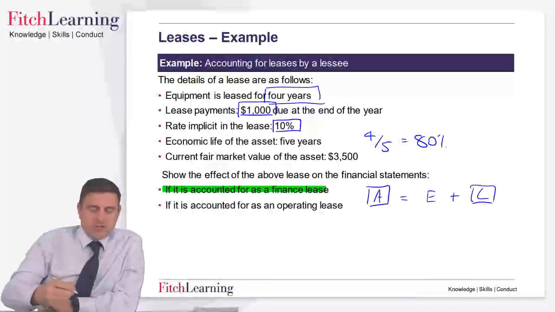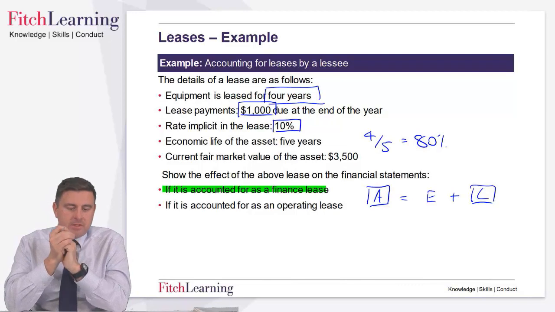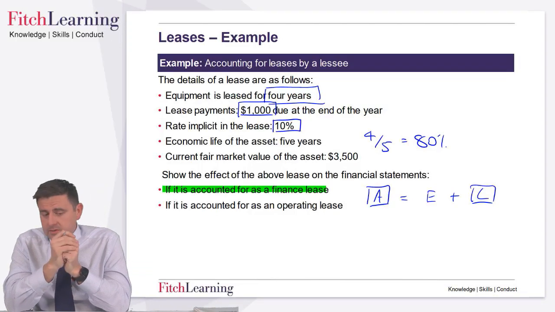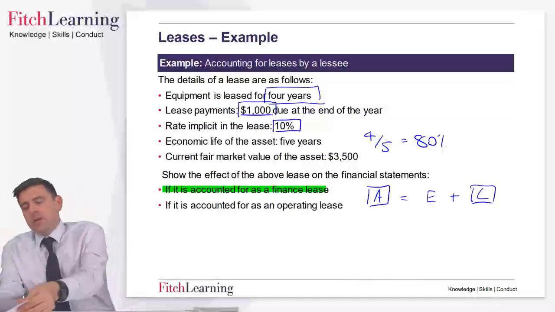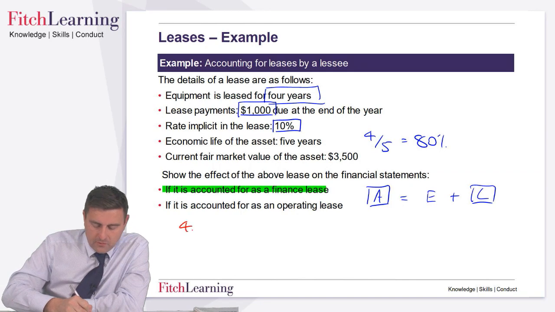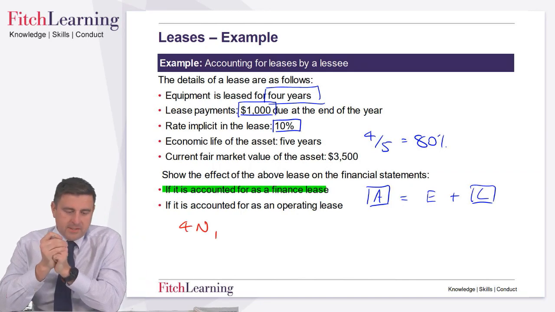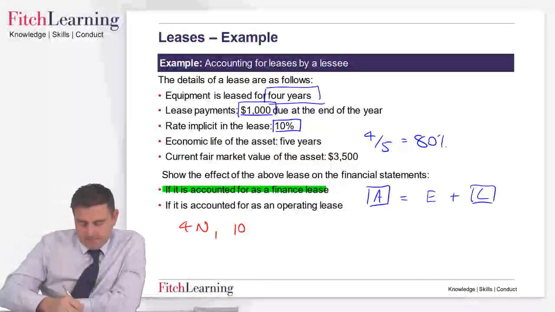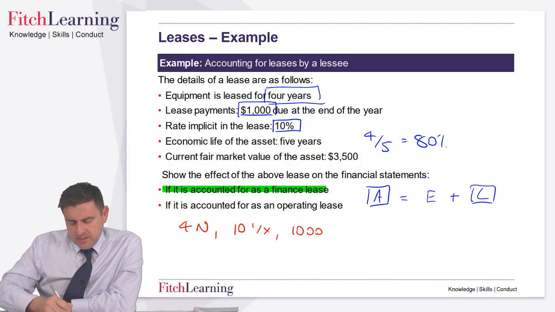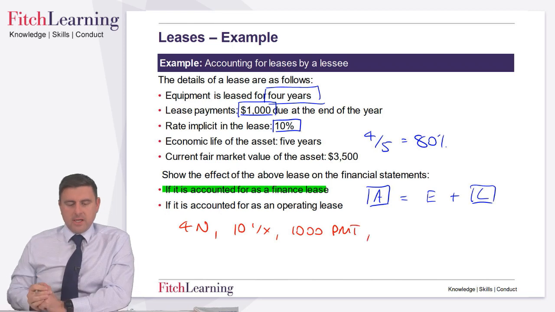So that's just going to be the present value of the lease payments you're going to make. It's a bit like an annuity. You've seen that in quantitative methods, for example. So what we're going to do is put in the features of the lease using the time value of money function. 4-year lease, 4 as N. You've got 10 as I/Y. You've got 1,000, which is the cash payments you're making under the lease obligation.